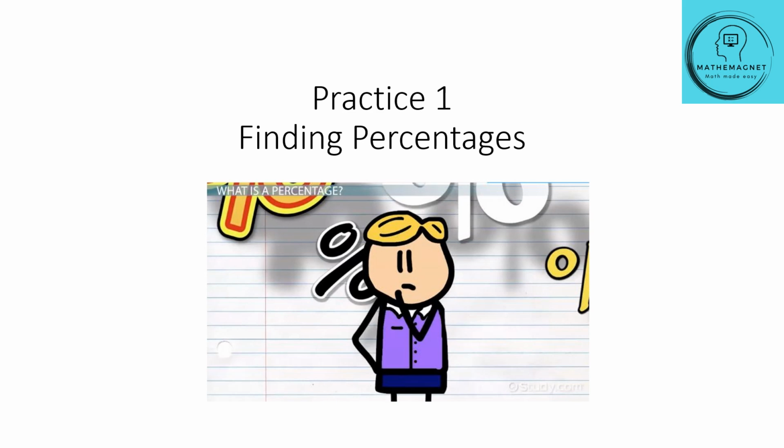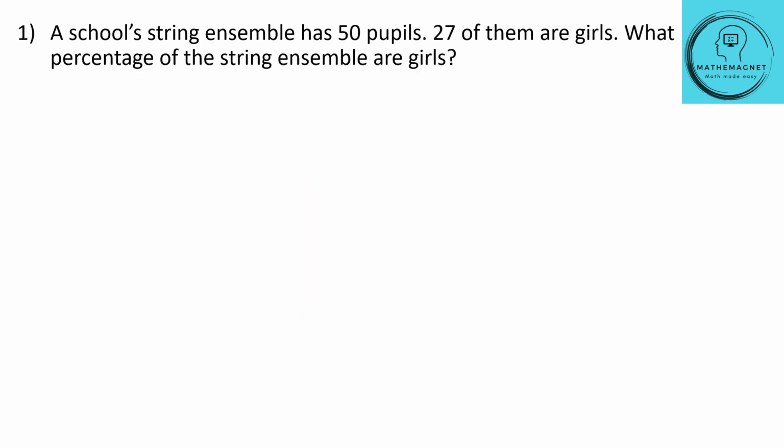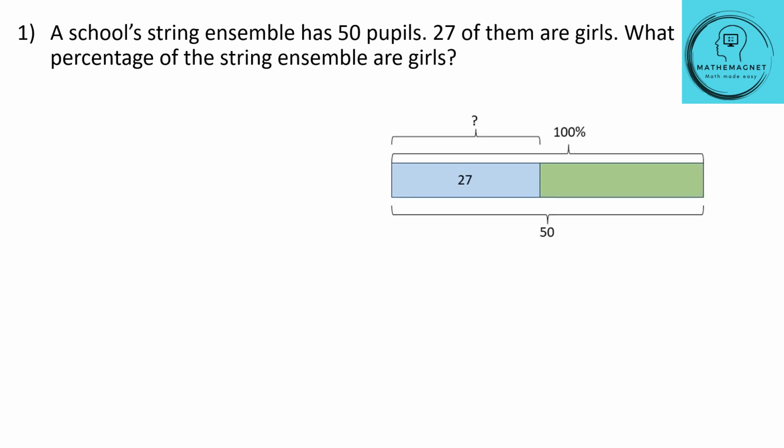Let's start with practice 1, finding percentages. Let's look at the first question. A school's string ensemble has 50 pupils. 27 of them are girls. What percentage of the string ensemble are girls? So here, out of 50 pupils, 27 are girls. Now they want to know what percentage that is, how much percentage the number of girls contribute out of 50 pupils. So let's start with the bar model.